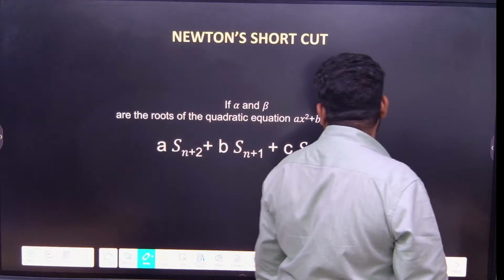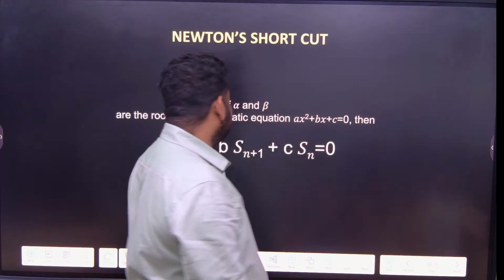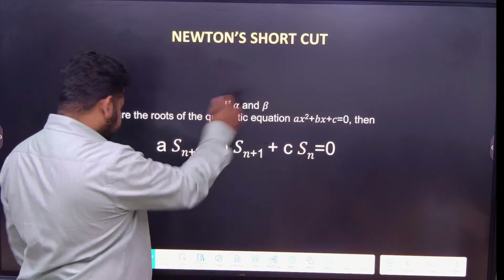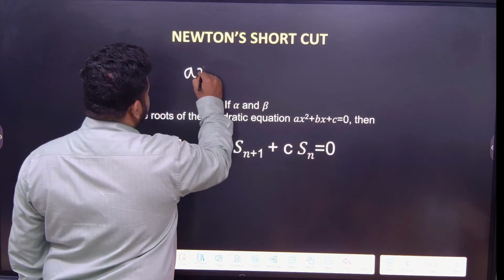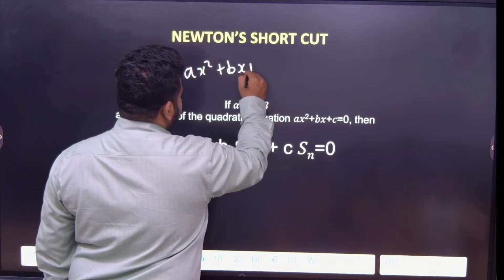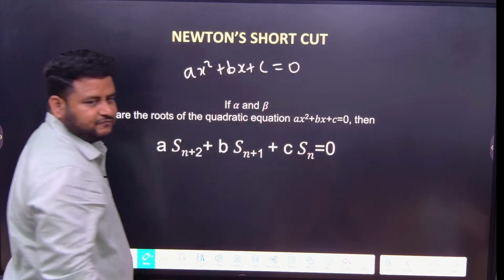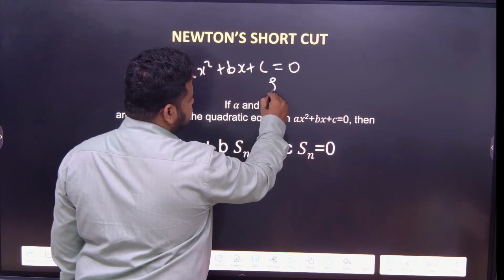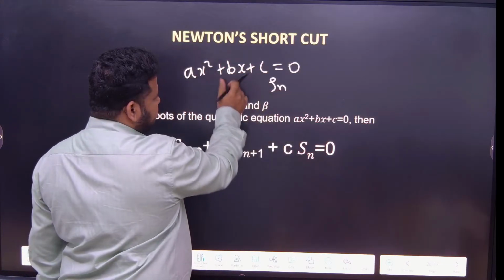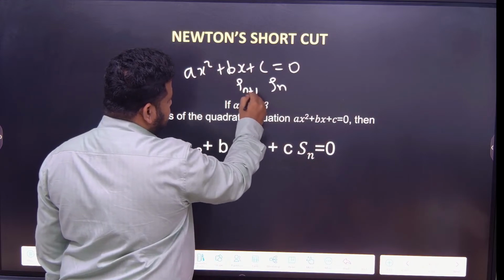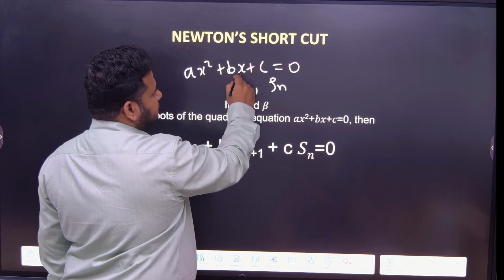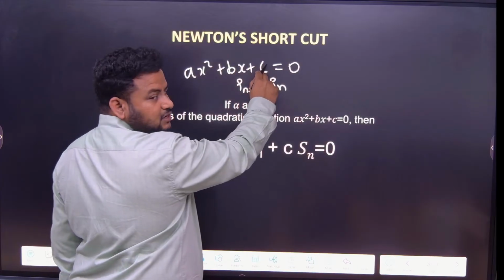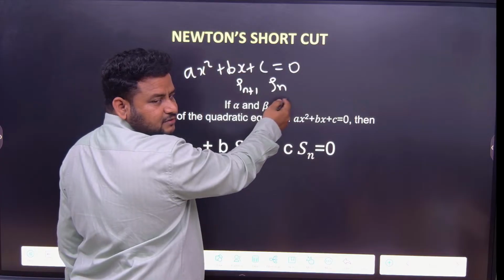Next is Newton's shortcut method. If alpha and beta are the roots of the quadratic equation ax square plus bx plus c is equal to 0, we will use Sn. Wherever the constant c is there, we will use Sn. Where x is there, we will use Sn plus 1, depending on the power of x. Power of x is 1, so Sn plus 1. Power of x is 0, Sn plus 0, we write it as Sn.